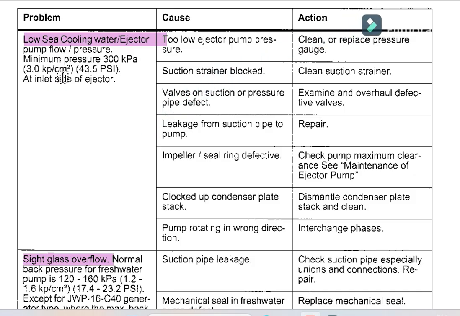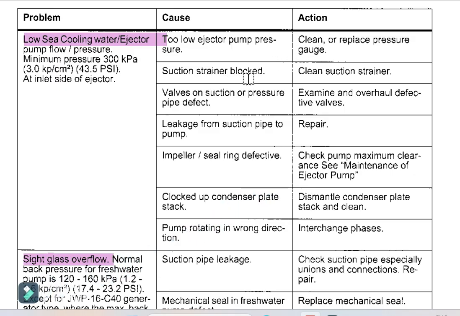Okay, so 3 bar is the minimum requirement at the inlet side of the ejector. So what is the cause? Too low ejector pump pressure. If the ejector pump pressure is actually too low, clean and replace, and also check the pressure gauge in case the problem is with the pressure gauge. Otherwise, maintenance of the ejector pump is in error.